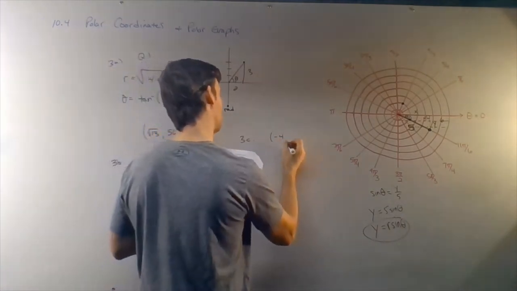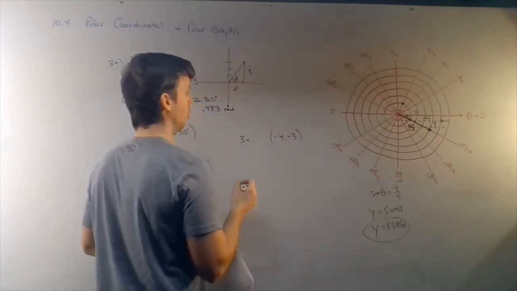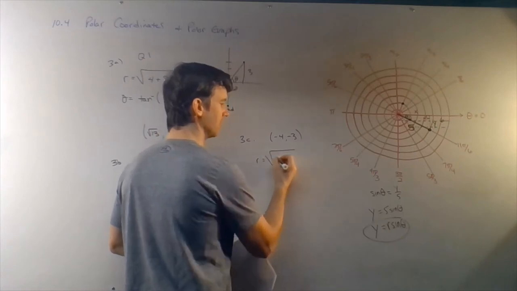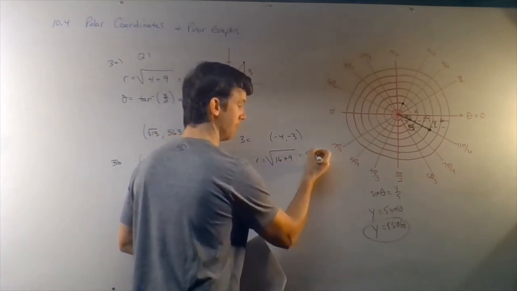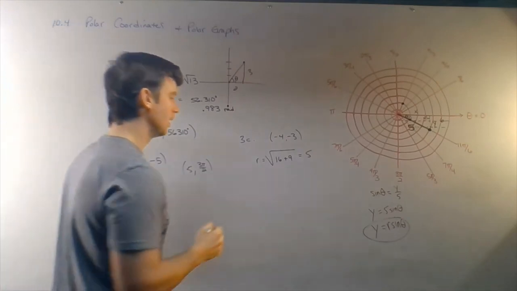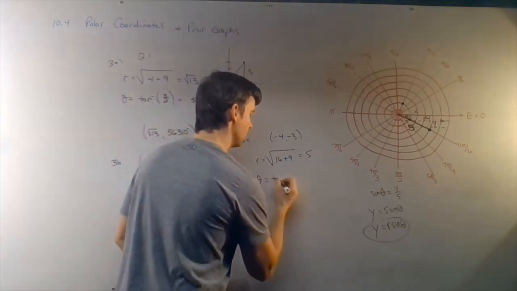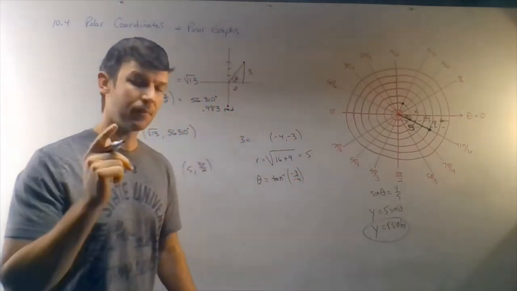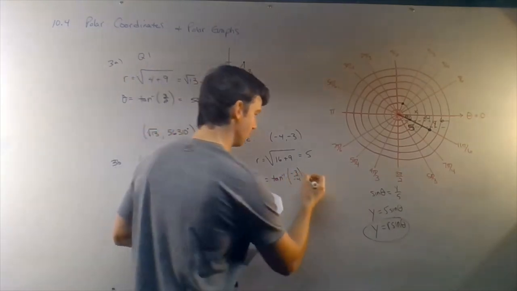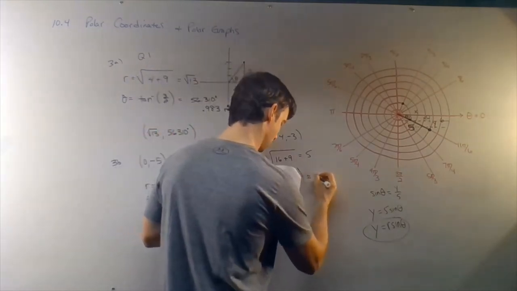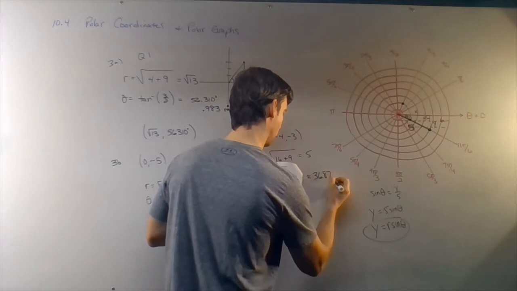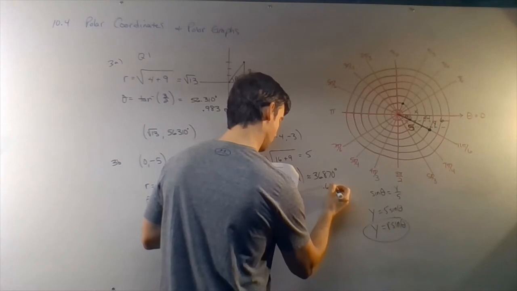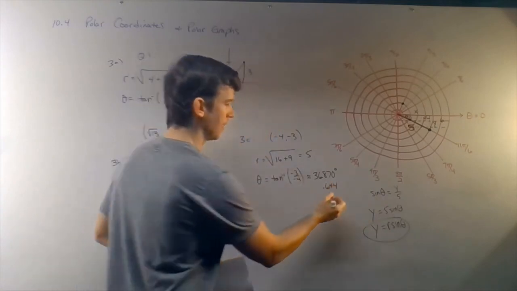We have the point -4, -3. So if we use our formulas, our r is going to be the square root of 16 plus 9, so we get 5. Okay, that's our r value. And our theta is going to be the inverse tangent of -3 divided by -4. Now, if you plug that into the calculator, this is what the calculator gives you. In degrees, 36.870 degrees. In radians, it'd be 0.644 radians. Now, we have a problem.